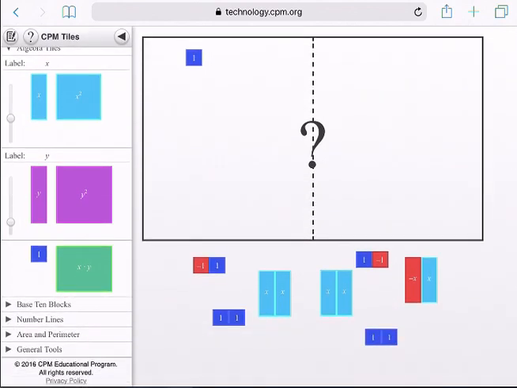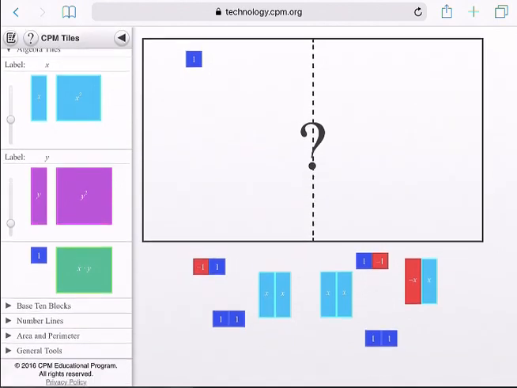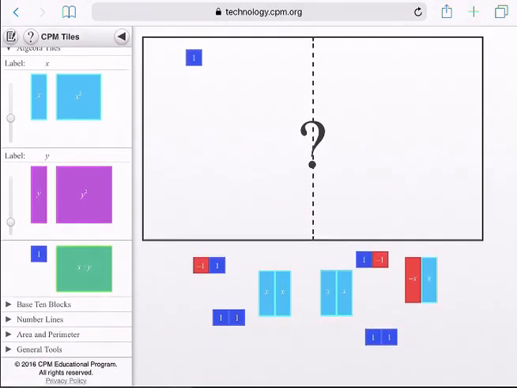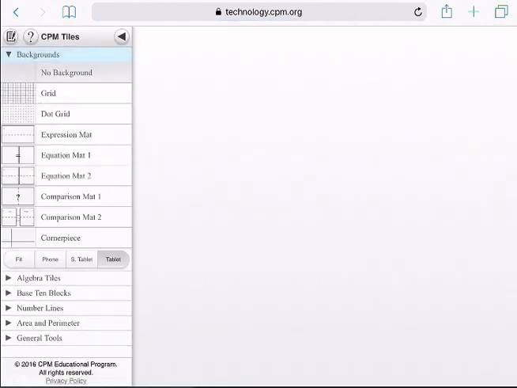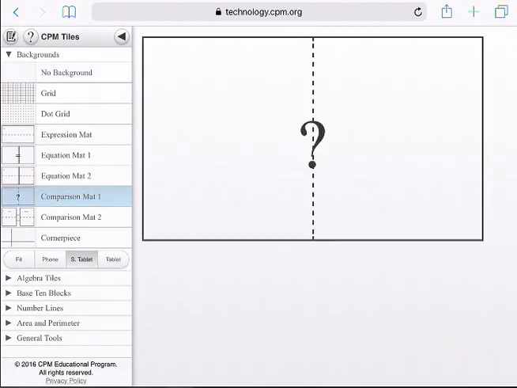Okay, so that is one example. Let me see if I can remove all of these really easily. It's not looking like it. Okay, so I'm going to refresh it, and then it'll be all cleaned off. Okay, so comparison mat again for my small tablet.